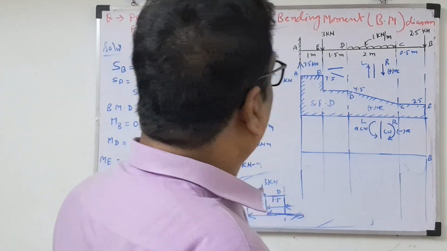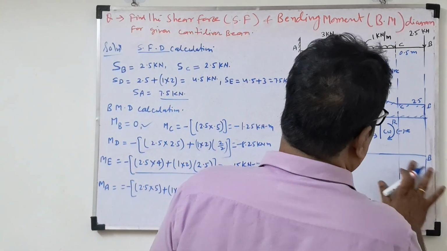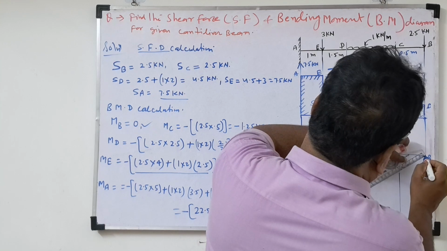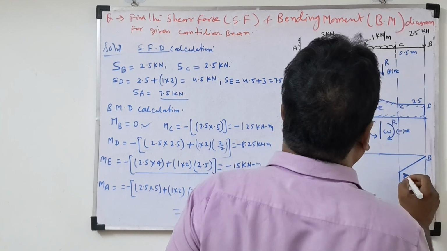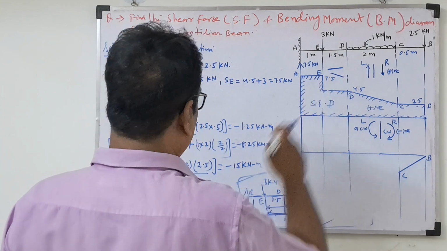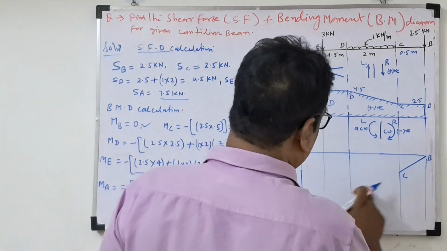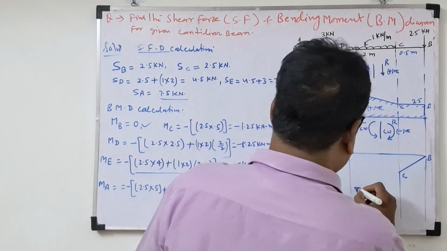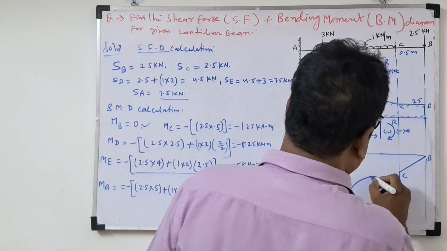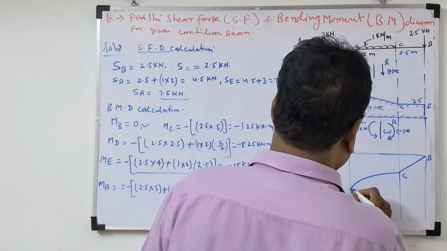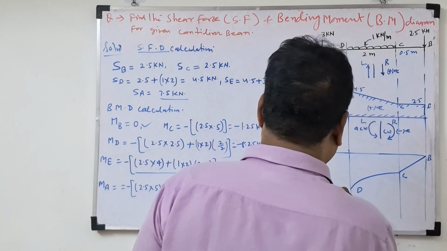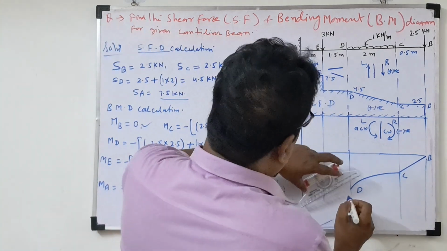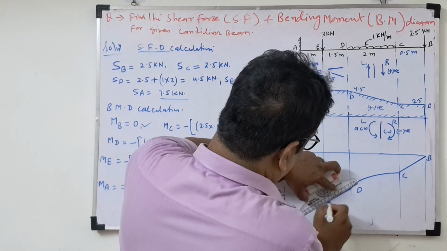At C, a point load is there. So it will be an inclined line. Point load means inclined line. Now UDL is there between D and C. So how will we draw this line here? How much is MD? Minus 8.25. So this will be a parabola. This will be a curve line at point D. Now look here at point E. At point E, 15. So we'll draw the inclined line.